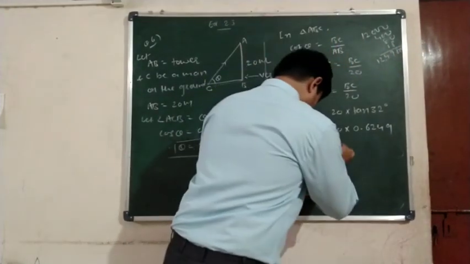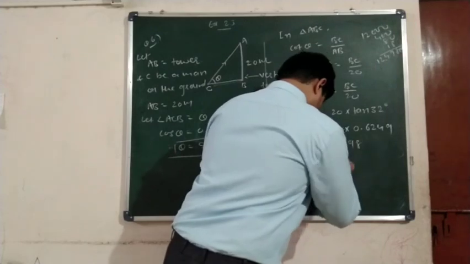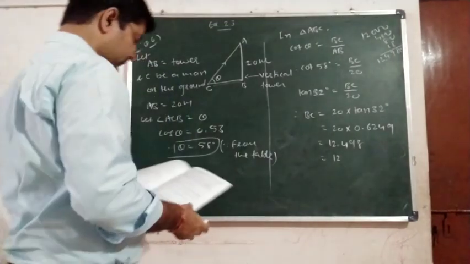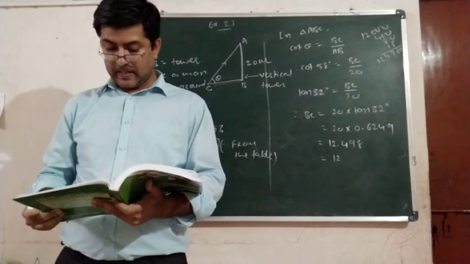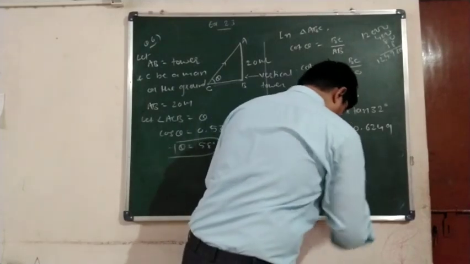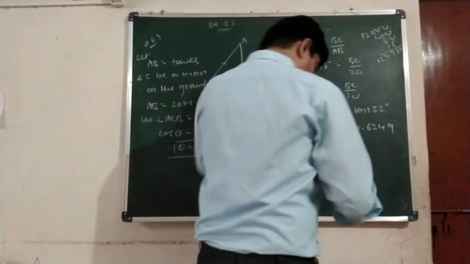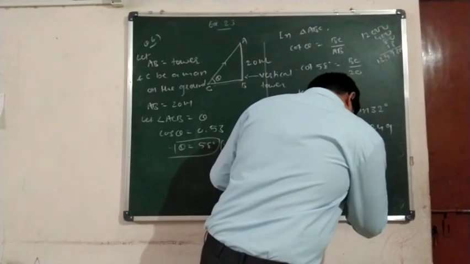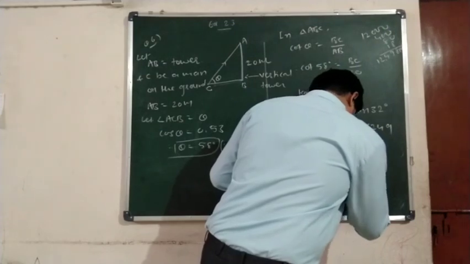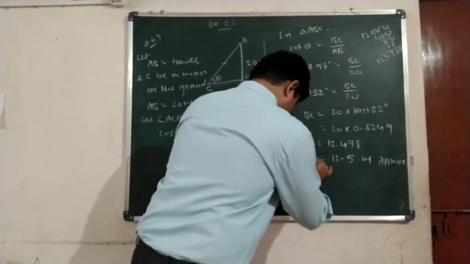12.49 is something we will get, 12.498, or approximately 12.5. Yes or no? 12.50 we can write here. So 12.5 meters approximately. This is the distance.